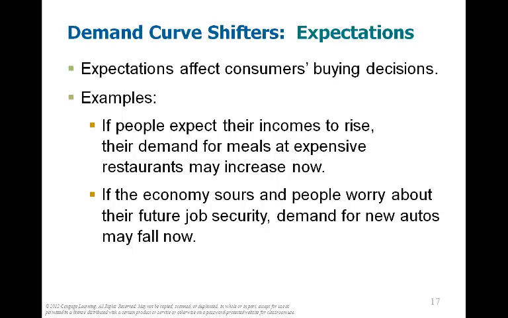One other thing that could shift the demand curve is people's expectations, in particular, people's expectations about the future price of goods or their future income. For instance, if people expect their incomes to rise, their demand for meals at expensive restaurants may increase now. Or conversely, if the economy sours and people worry about their future job security, the demand for new automobiles might fall today.